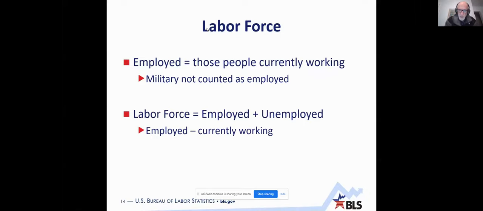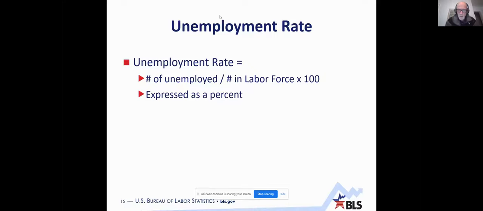We use this to help build up what we call the labor force. So the employed people in the labor force, these are the people that are currently working, but we don't count the military. There's just the civilians that are working. So the labor force then is the number of employed and the number of unemployed, as we strictly defined unemployed. So then, therefore, the unemployment rate is simply the number of unemployed divided by the labor force, and then you multiply by 100 and you get a nice percentage rather than a decimal. So it's just a ratio.